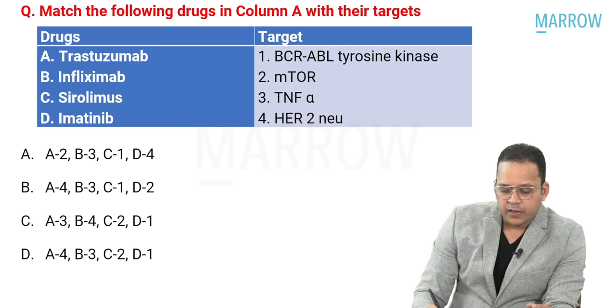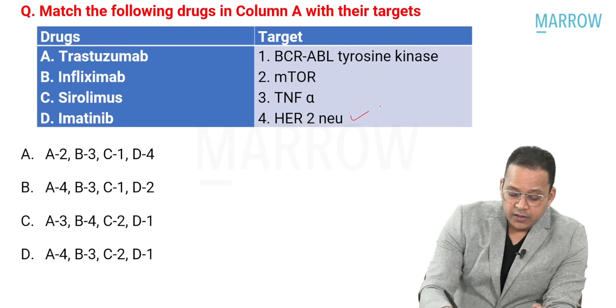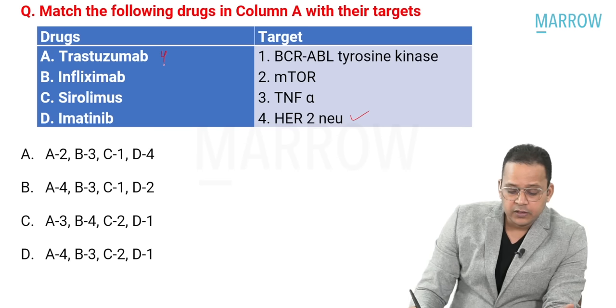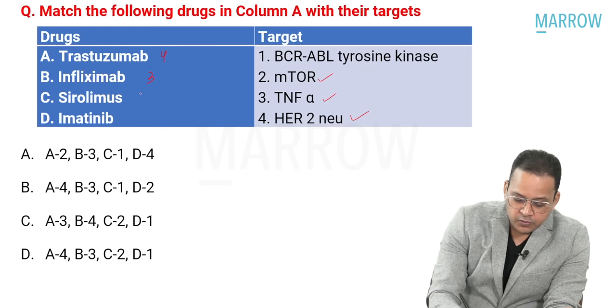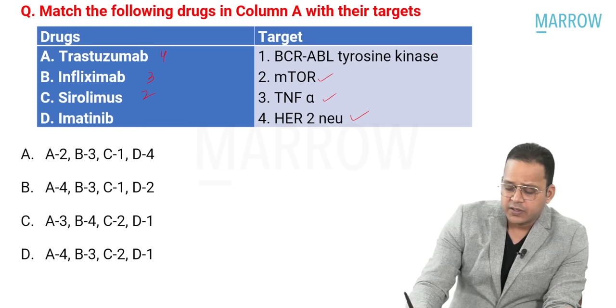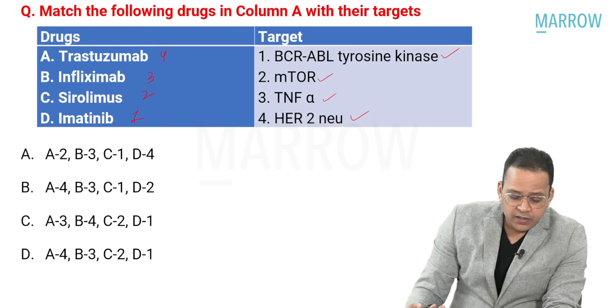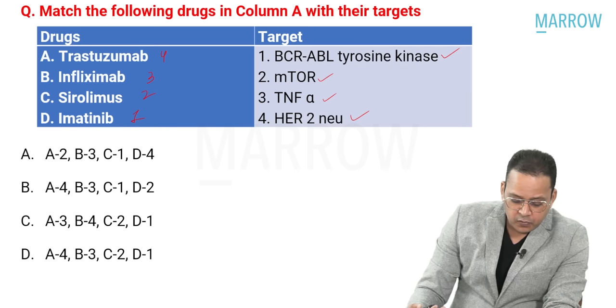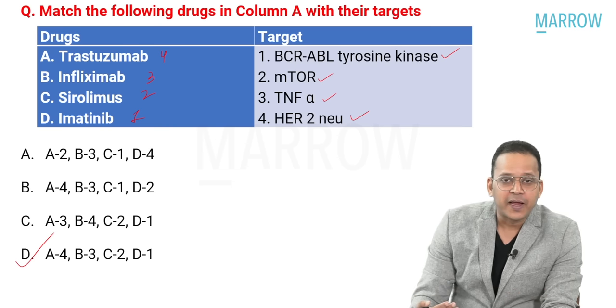Match the following drugs in column A with their targets. Another match the column, right? All right, let us see. Option A, trastuzumab. What is trastuzumab? A4, it is a HER2 blocker, right? Infliximab, what is infliximab? TNF-alpha blocker. So B would be 3. Sirolimus is an mTOR blocker, so C would be 2. Imatinib is a BCR-ABL tyrosine kinase inhibitor, 1. So what do I get here? A4, B3, C2, D1. So option D, right?